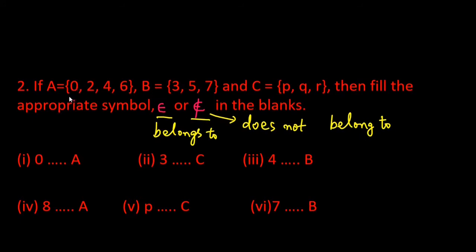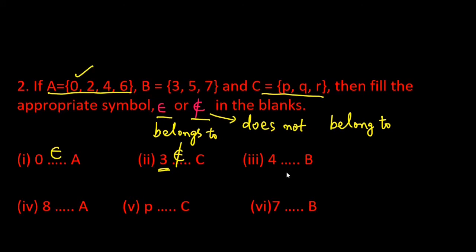So here set A is given as {0, 2, 4, 6}. So in the first question, 0 dash A, whether 0 belongs to set A or not. So 0 belongs to set A. If we check it here, there is 0 in set A. So 0 belongs to A. Now the second one, 3 dash C. Let us see the set C here. Set C is equal to {P, Q, R}. But here we have 3 dash C. So 3 is not in set C. So 3 does not belong to C.